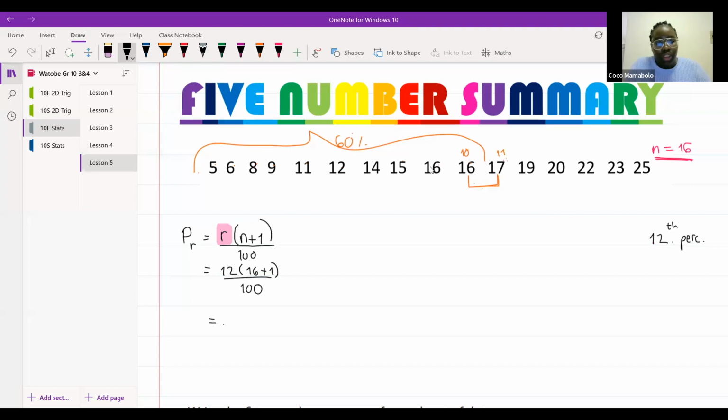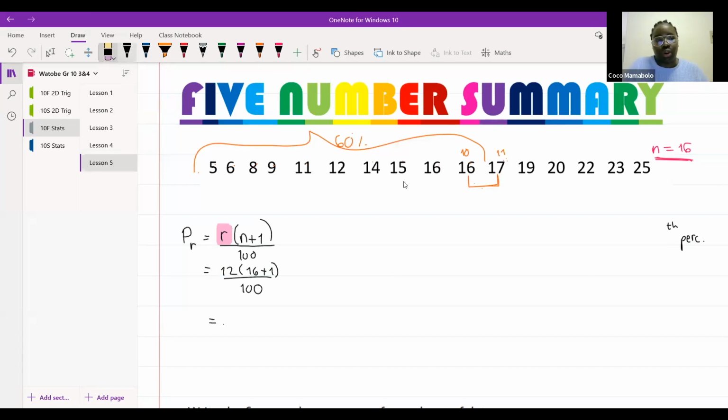Ma'am, I was confused because I thought the percentile that we are using is only 1 up to 10. Not at all. It just makes it easier because deciles is like times 10. But even if I said, find me the 84th percentile, we're just going to replace this R over here with 84. That's all.